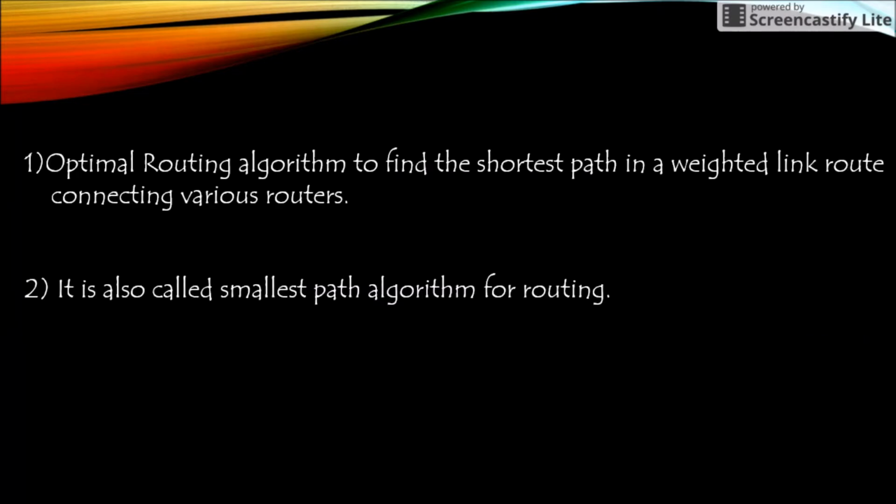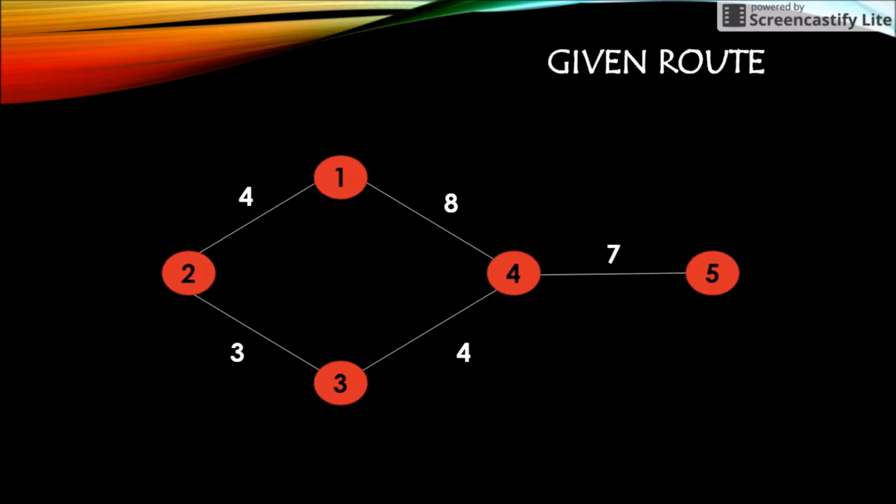It is an optimal routing algorithm to find the shortest path in a weighted link route connecting various routers. So, in a particular route, every router is linked with a weight and a cost is given to it. So, to find the ultimate path, the minimum cost needs to be found out. It is also called a smallest path algorithm for routing. We find the shortest path from a source router A to a destination router B based on the routing cost.